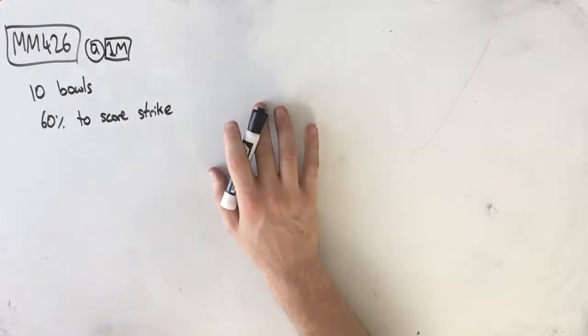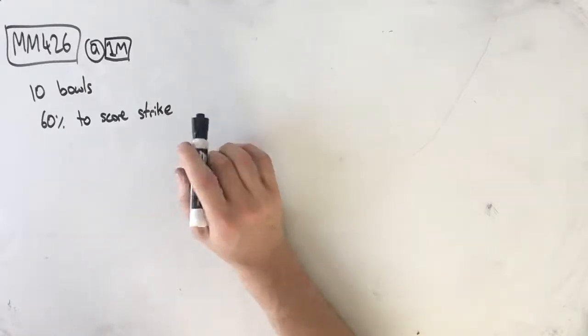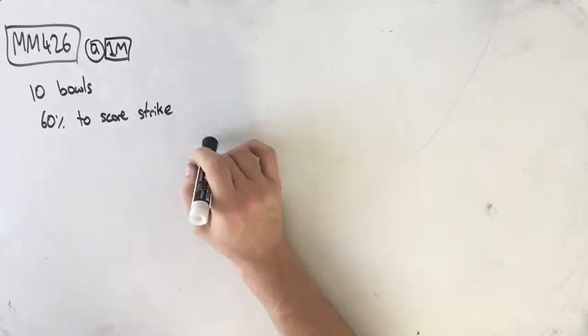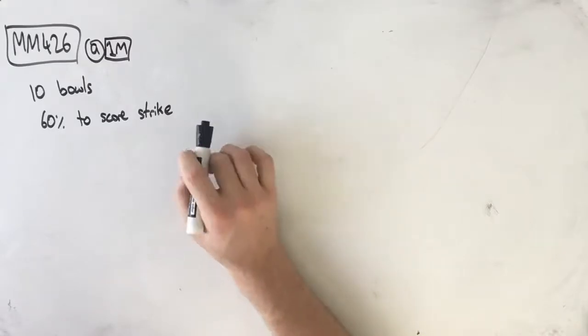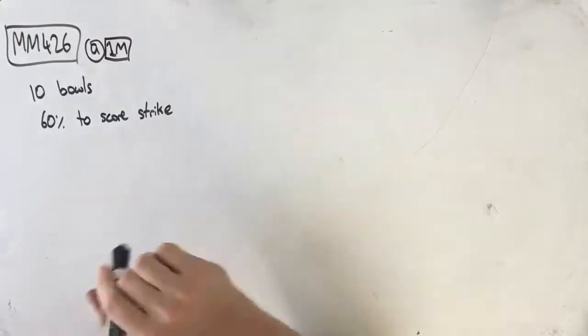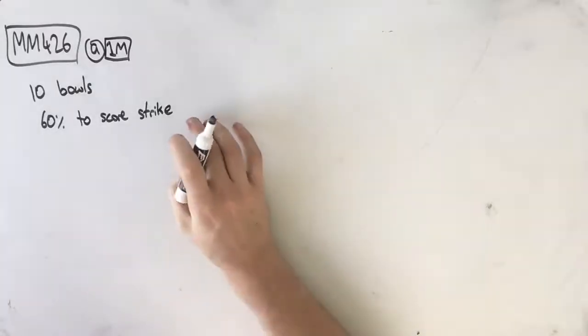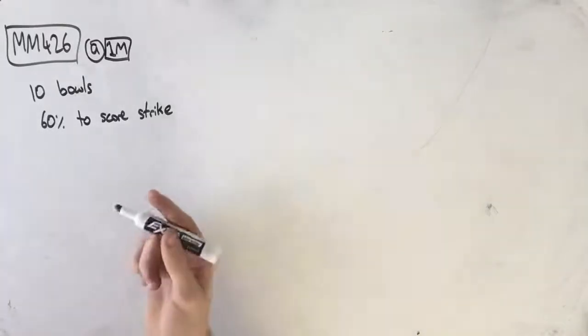Now in this question, Mike loves to play 10-pin bowling. He's quite the player, and in one particular game of 10 bowls, he has a 60% chance to achieve a strike on any given bowl. Part A, which is a 1-mark question, says what is the probability that he scores 0 strikes in this game?